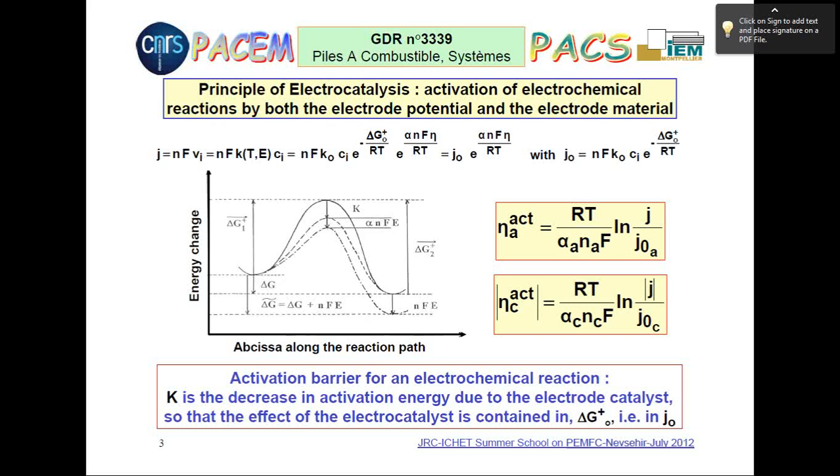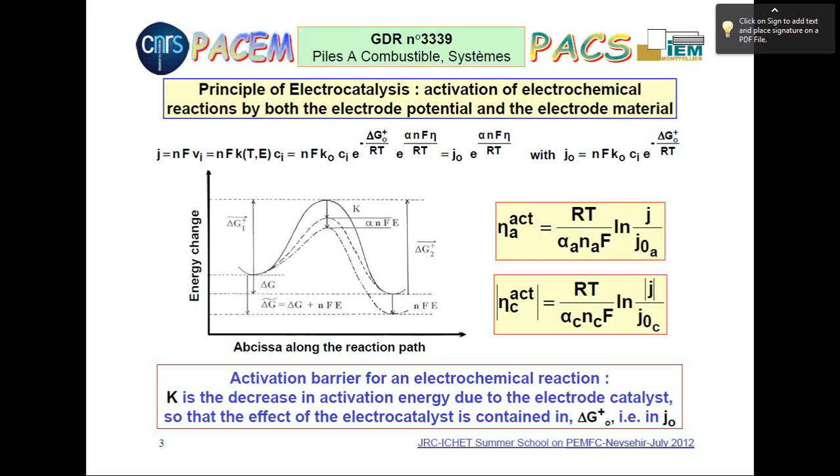Usually we take oxidation range. And 1 minus alpha will favor the backward reaction. For simple kinetics, first order kinetics, one simple reaction, I mean one single electron transfer reaction. In reality, it is very, very different.